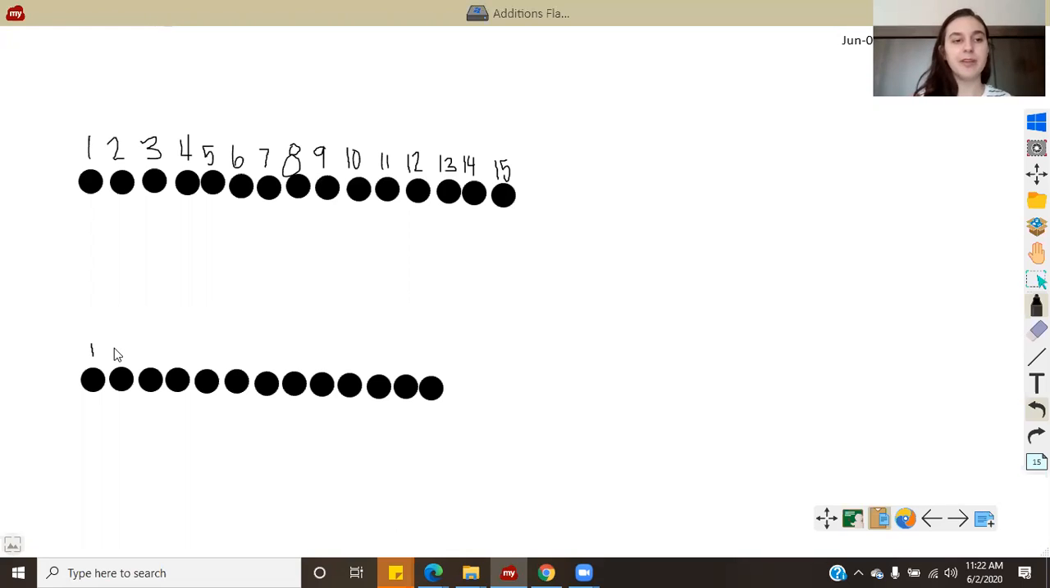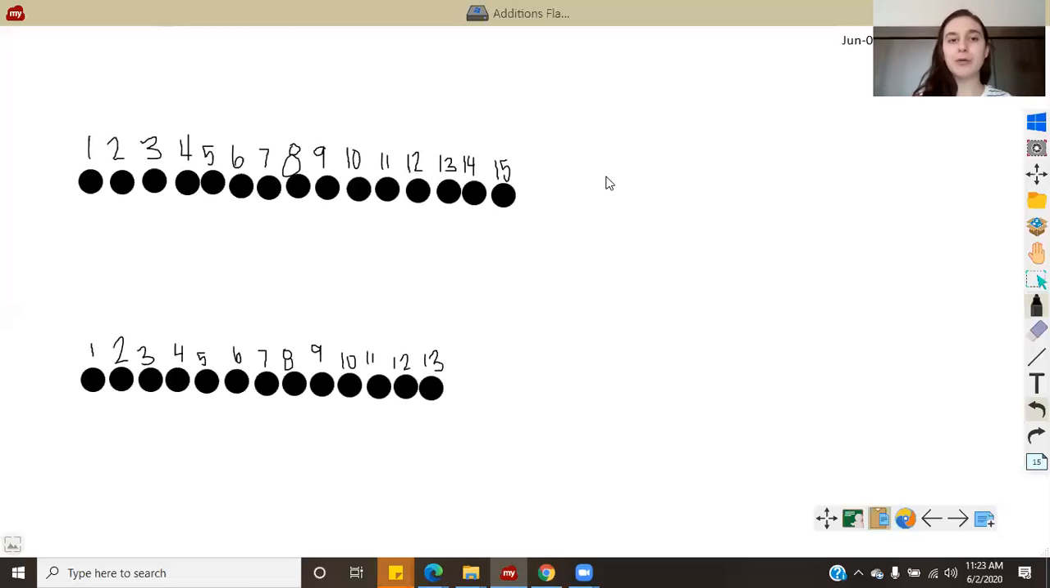1, 2, 3, 4, 5, 6, 7, 8, 9, 10, 11, 12, 13. So I see that 15 is in my first row and 13 is in my second row.